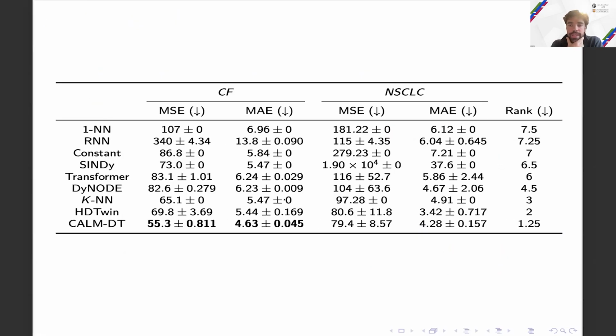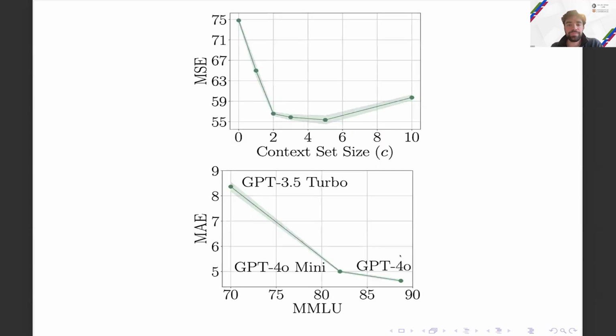We can see a few key takeaways. So here we can see simulation. This is a big table, but just look at our method, CalmDT, down the bottom. This is in simulation of two types of medical patients. The first left two columns are cystic fibrosis patients, and the next right two columns are lung cancer patients. We can see that in terms of the mean squared error and mean average error of our simulations, our method ranks the best on average compared to this array of related works.